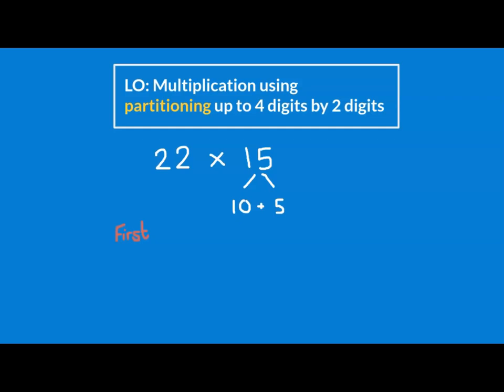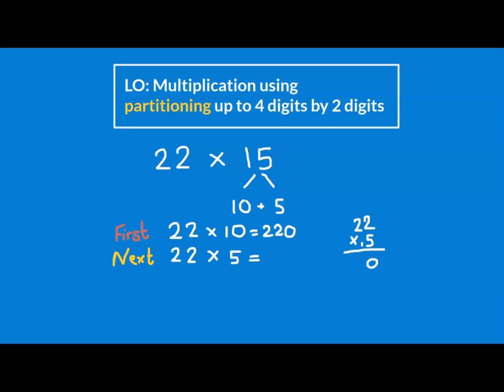First, we have to take 22 and we're going to multiply it by 10. What number is 10 times bigger than 22? 220. Next, we multiply 22 by the ones value, 5. 2 times 5 is 10, and 2 times 5 is 10, and remember to add on that 1 is 11. So the product of 22 times 5 is 110.